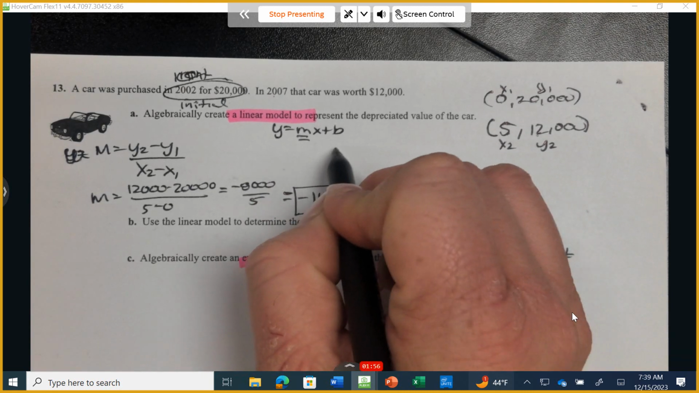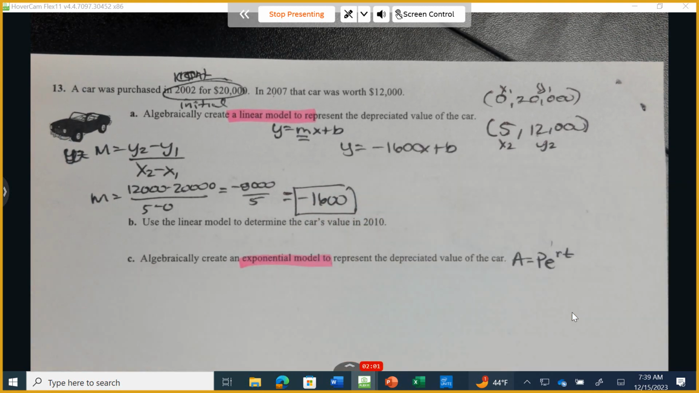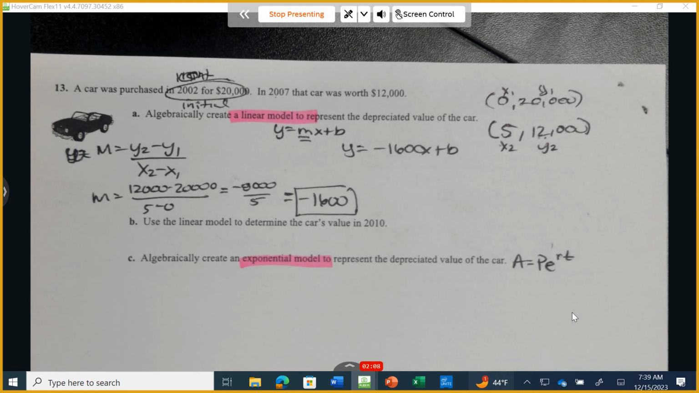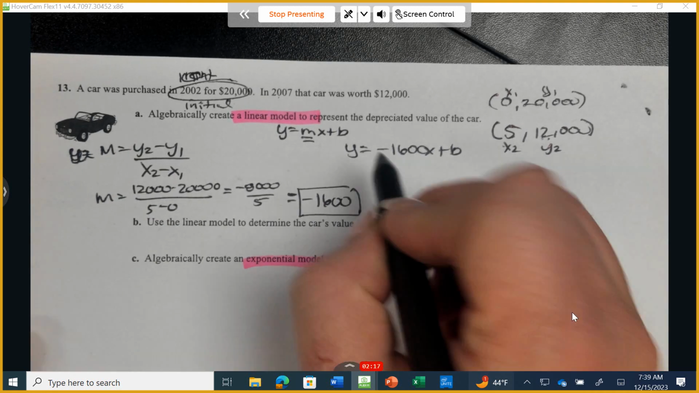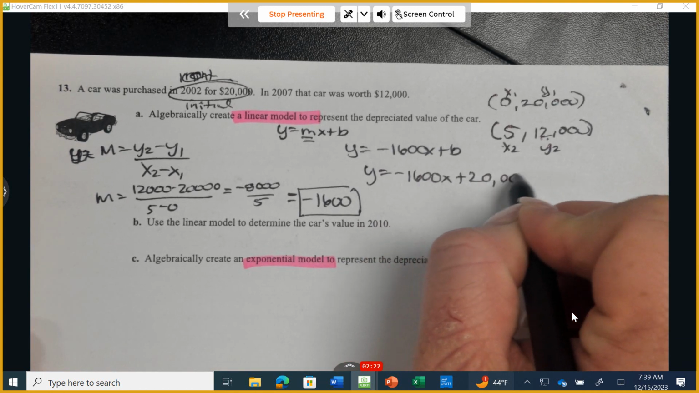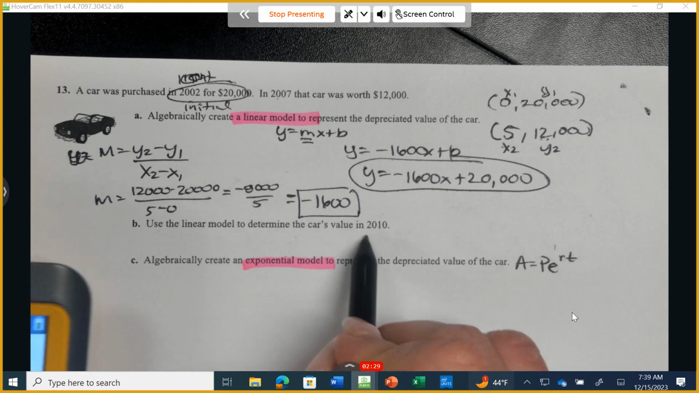I'm going to come back up here. y equals negative 1,600x plus b. Now I'm going to take a second ordered pair, 5, 12,000, and I could plug that in in order to solve for the b. Or if you remember back to 8th and 9th grade, b means the initial amount. So what is the initial value when we start this? 20,000. y equals negative 1,600x plus 20,000. There's our equation.